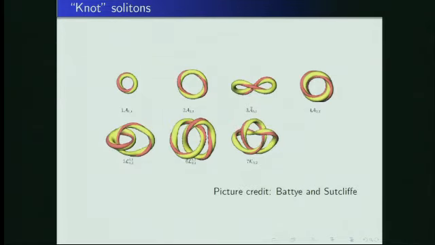Okay. So you've already seen this picture. This is numerics by Battye and Sutcliffe. So in R3, with the appropriate boundary condition, if you look for numerical energy minimizers, this is what the pre-image curves look like.